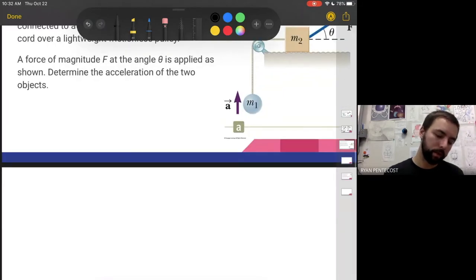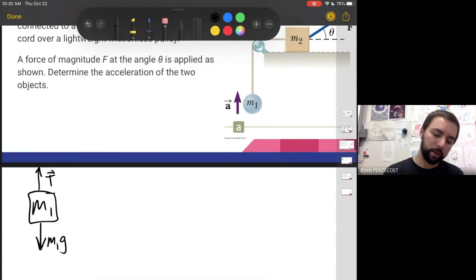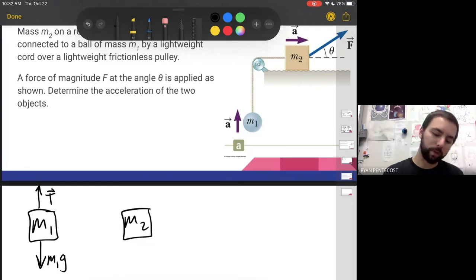We've got M1. Down, it has M1G. Up, we have a tension force. And that's it. It has no contact force at all. Then M2, it is on a rough surface, right? So it has down M2G. Up, it has a normal force. It has that same tension force pulling back on it. And then it has this F force at some angle theta.